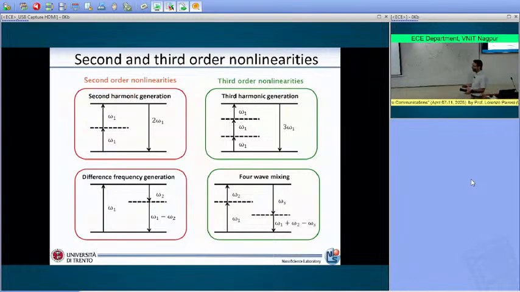Another process that may happen when I have 4 photons that interact is so-called four-wave mixing. 2 pump photons spontaneously add up in order to generate 2 other photons whose energy is equal to the sum of the energy, omega 1 plus omega 2. So in this process, the 2 photons that I call pump photons are annihilated in order to generate 2 photons that are the signal and the idler photon.